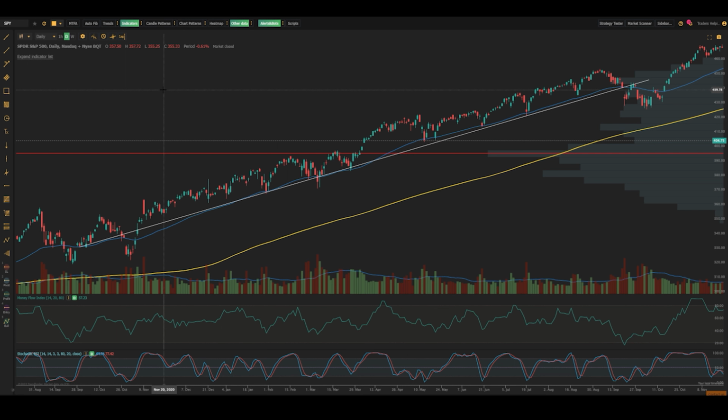Now, there's one last thing before we wrap this up. I want to talk about volume. I want to go over specifically what you need to be looking for to see if we're going to bounce off of these trend lines, specifically when it comes to volume.